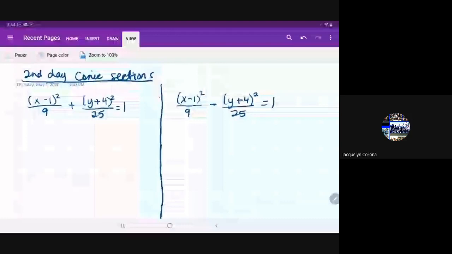Now, which one is the one we were doing yesterday? Can you tell? Or 2 days ago? Do you remember which one it was? Did the circle have a plus or did the circle have a minus in the middle? So flip to your notes from yesterday. Did the circle and the ellipse have the plus in the middle or the minus in the middle? Anyone remember? Okay, so the plus means it's an ellipse.